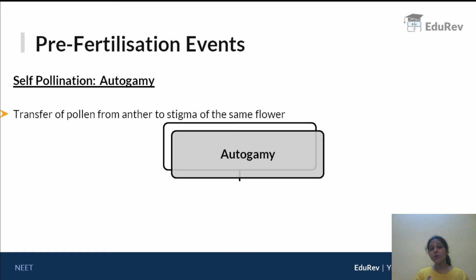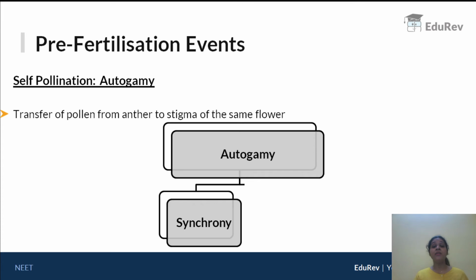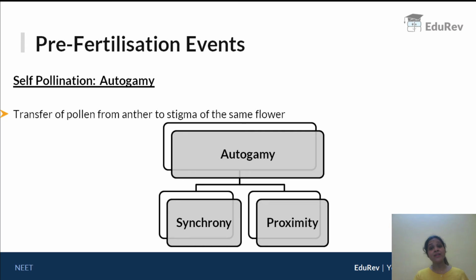Now, autogamy is a very rare event, or rather it's very difficult to get autogamy, simply because two prerequisites must be satisfied. Now, what are those prerequisites? The first, there must be synchrony between the sexes. Now, what do we imply by that? It basically means that when the anther dehisces, the stigma should become receptive at the same time. So, both events must take place at the same time. Synchrony is required. The next is, you require proximity between the sexes. For example, the anther and the stigma cannot be very far apart. They must be close by so that you can ensure autogamy can take place.